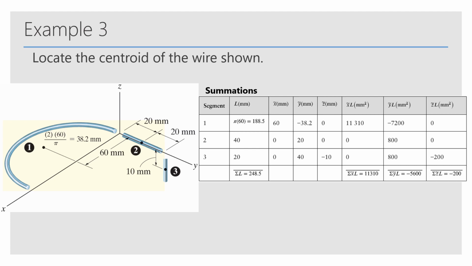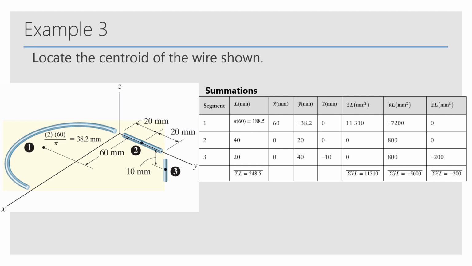Here is what a table for this would look like. You see each of the segments listed out: 1, 2, 3. We have the length of each segment listed, so we have 60 times pi for the semicircle, 40 for segment 2, and then 20 for segment 3. That's just the total length that we have there. And then we're looking at the x, y, z for each of these.